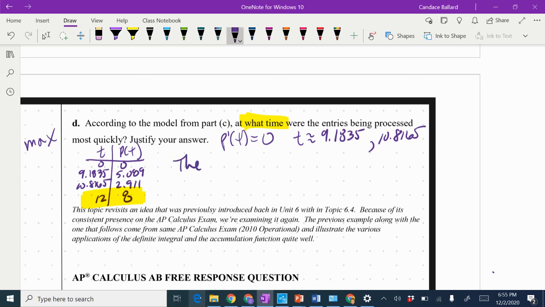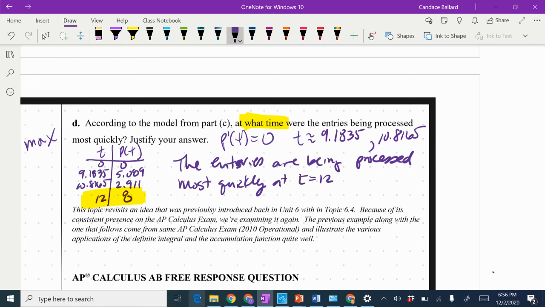So the entries are being processed most quickly at t equals 12 hours. I didn't spell that right; there's no RE there.